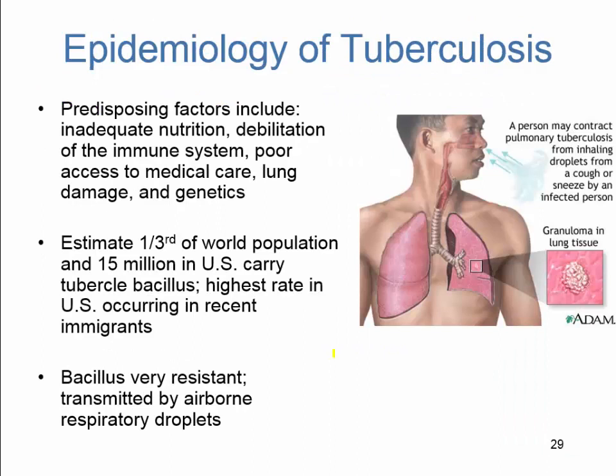And so tuberculosis is really a pandemic problem. Nearly a third of the world is infected with Mycobacterium tuberculosis. Of that, we have about 15 million people in the U.S. that are infected. And we have a really, really high rate in our immigrant population. And so there's a lot of effort to screen and provide proper care for immigrants as they come into the country. In some cases, they may be placed under quarantine until proper therapies are provided.